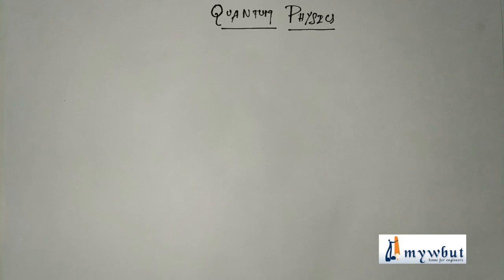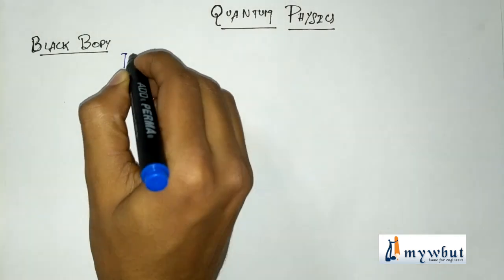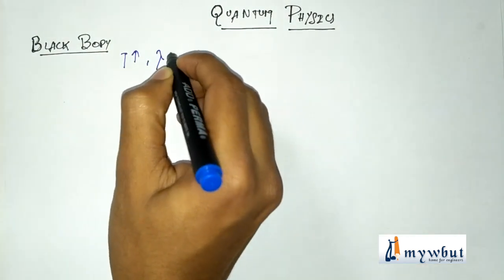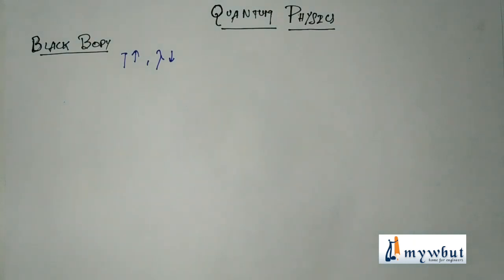Now let us move to the important topic of this chapter after all these definitions, that is black body radiation. First we have to know what a black body is. As we all know, any heated body emits electromagnetic radiation. If the temperature of the body is increased, the wavelength of the emitted radiation decreases. Similarly, a heated body can also absorb radiation incident on it. So we have to define some terms for the black body.